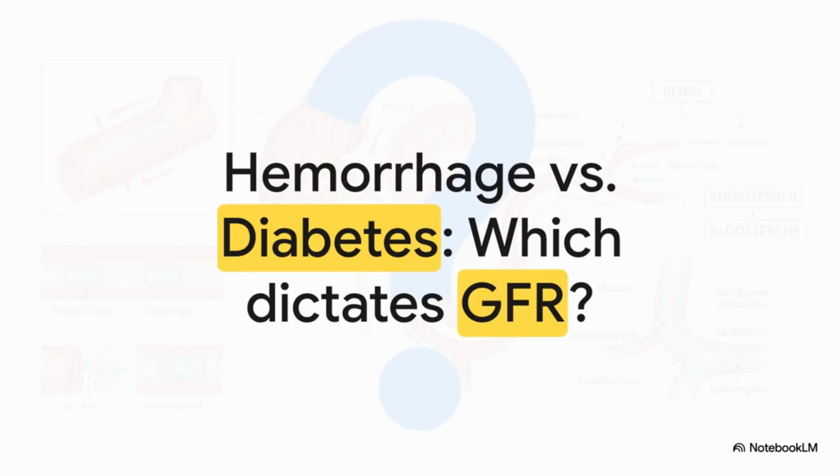Before you head back to the textbooks, consider this scenario. If a patient is bleeding heavily, triggering massive sympathetic vasoconstriction to save their life, but they also have severely uncontrolled diabetes, desperately trying to spike their GFR through macula densa feedback, which physiological force wins the tug of war over their glomerulus? Think about what the body prioritizes for immediate survival. It's a fascinating intersection of pathology and physiology.